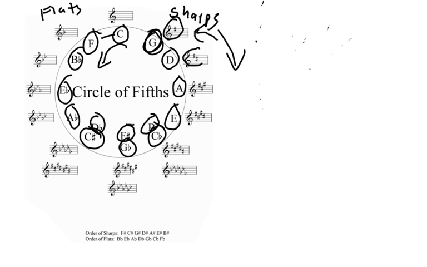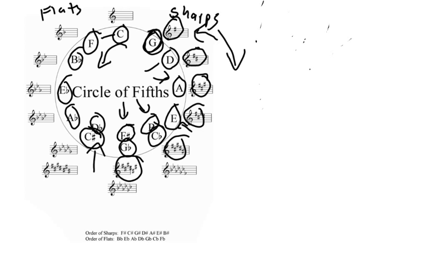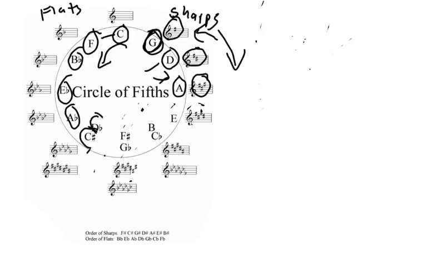If it has 2 sharps, it'll be the key of D. If it has 3 sharps, it'll be the key of A. If it has 4 sharps, it'll be the key of E. If it has 5 sharps, it'll be the key of B. If it has 6 sharps, it'll be the key of F sharp. And if it has 7 sharps, it'll be the key of C sharp. Now you might be wondering, what happens if we go above 7 sharps? Is that even possible? The answer is no, and the reason is quite simple.